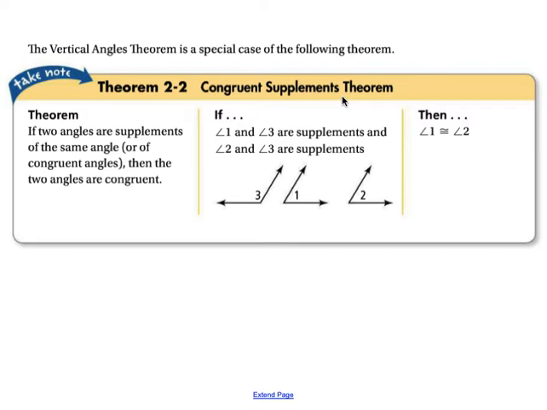So the vertical angle theorem that we proved a few slides ago is a special case of the congruent supplements theorem. What the congruent supplements theorem says is that if you have 2 angles, 1 and 3, that are supplements, and then you have another pair of angles that are supplements, 2 and 3, where you're using the same angle, 3, then 1 and 2 must be congruent. As long as you're using that same angle, 3, then that will make 1 and 2 congruent.